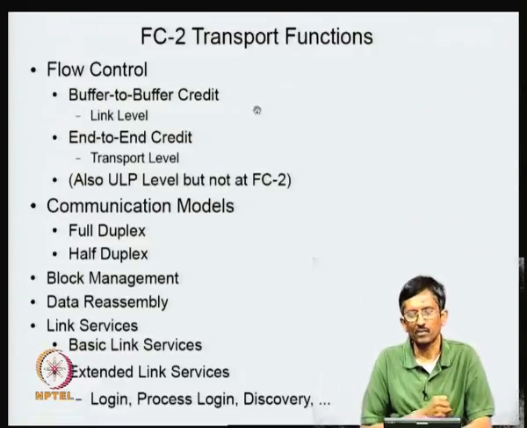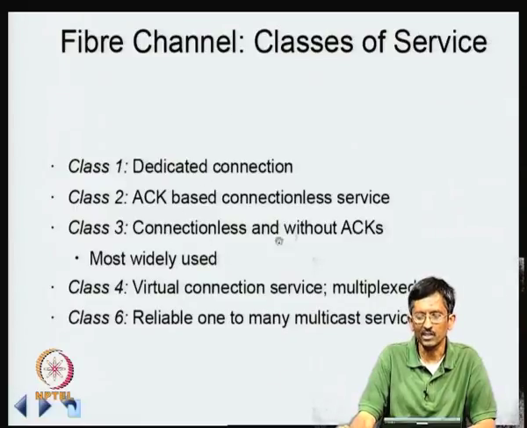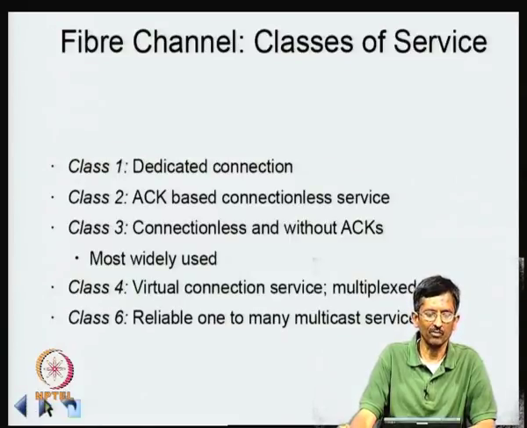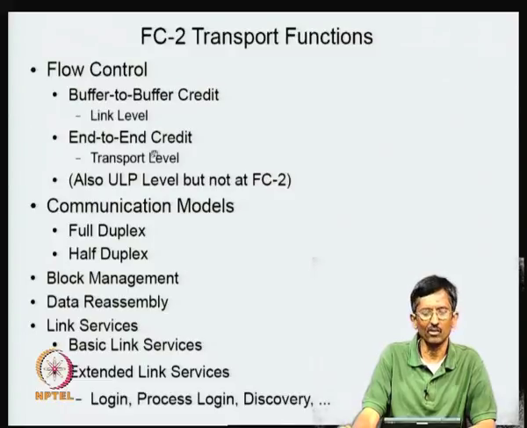Let us look at, as I mentioned, the previous one, where we are talking about mostly connectionless service without ACKs. Because there are no ACKs, there is no inherent way in which you can avoid buffer overruns. So that means that there has to be some flow control. Now, there are two possibilities. You can do flow control at the link to link level, or you can do it at the transport level, end to end.